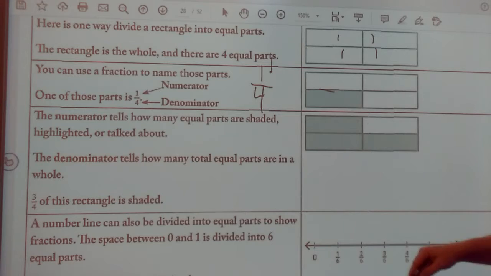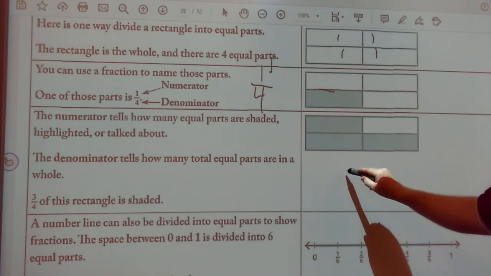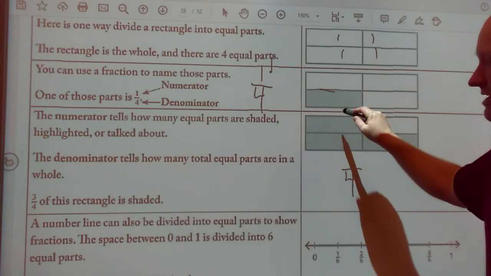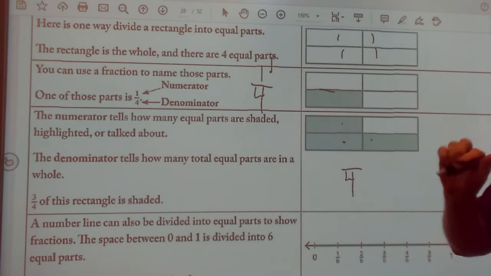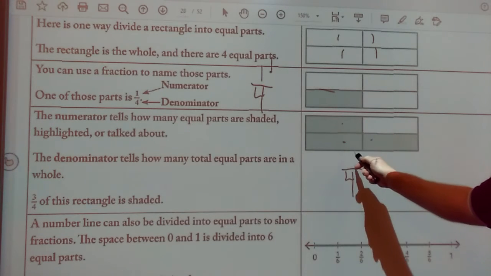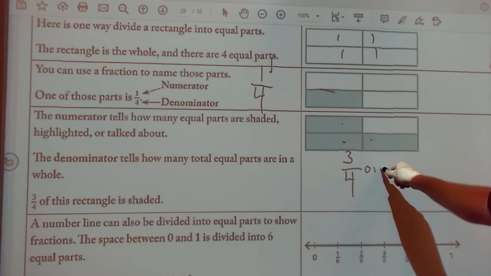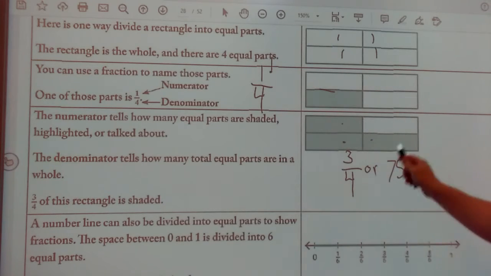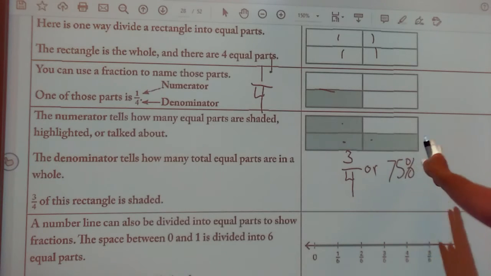Now, let's look at this one right here. This figure is divided into 4 equal parts, so my bottom number is going to be a 4. Okay. Now, how many shaded parts are there? 1, 2, 3. There are 3. So my top number would be 3. So 3/4, or 75%, of the rectangle is shaded. Okay. We'll get into fractions and percentages and decimals later.